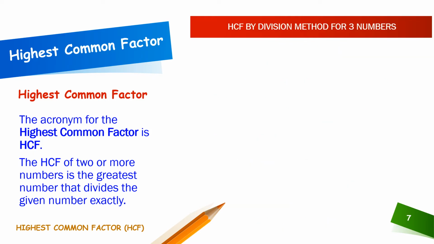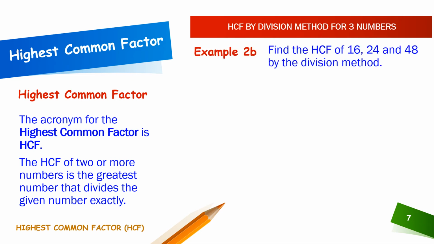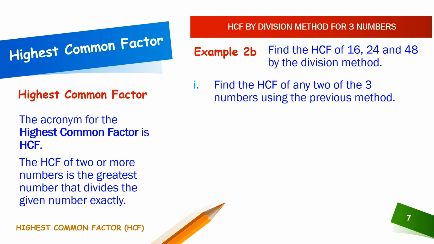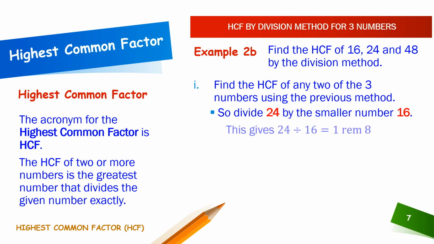Let's try finding the HCF of 3 numbers this time by again using the division method. We will illustrate this method with the help of an example. We're going to find the HCF of 16, 24 and 48 by using the division method. First, find the HCF of any 2 of the 3 numbers using the previous method. So divide 24 by the smallest number, 16. This gives 24 divided by 16 equals 1, remainder 8. So 8 is the remainder.